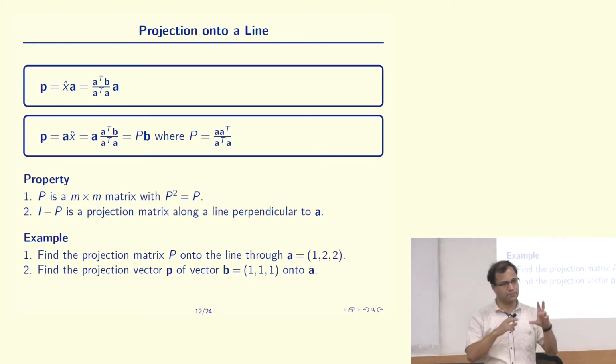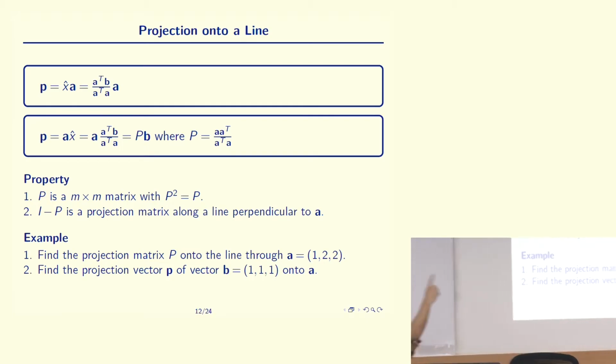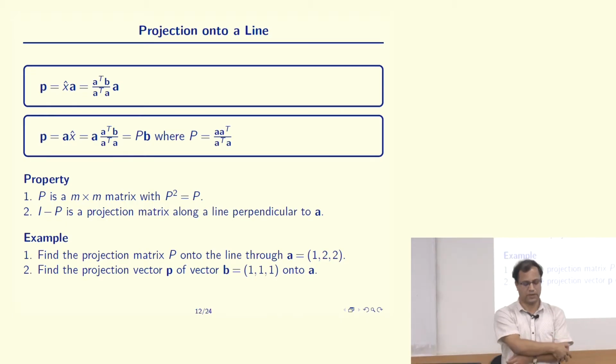Another thing you can see, if you consider capital P and multiply that with the B vector, that will give you the projection along the direction A. But if you consider I minus P, where I is the identity matrix of M by M dimension, that will give you the projection along the orthogonal direction, perpendicular to A. So this is the second property you can prove, that I minus P is the projection matrix along a line perpendicular to A. One is along A, another one is perpendicular to A.